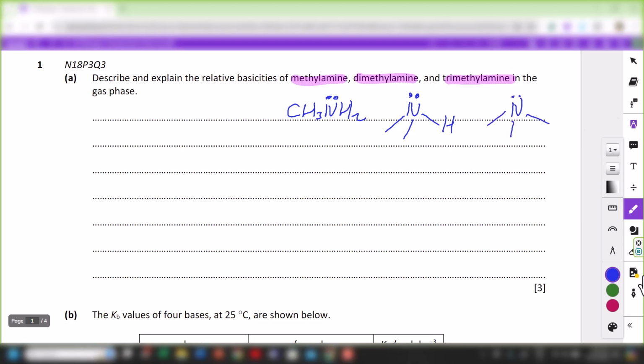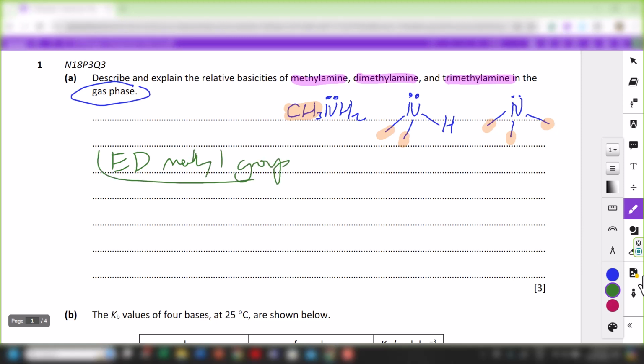Trimethylamine, lone pairs of electrons over here. 1, 2, 3. I'm going to highlight the electron donating group. So we have an alkyl group, which is methyl. 1 methyl here, 2 methyl here. 2 electron donating groups. 3 methyl electron donating groups for trimethylamine. So the question is, describe and explain the relative basicities of methylamine, dimethylamine, and trimethylamine in the gas phase. So the focus is in the gas phase. That means they are not solvated. Because of that, it's relatively straightforward. So the focus will now be on the electron donating nature of the alkyl groups, so the focus of the answer will be electron donating methyl groups.